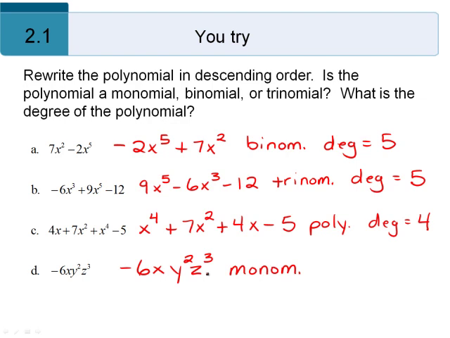Now, to get the degree of that term, you have to add the exponents. And remember, there's a 1 on that x. So you have 1 plus 2 is 3 plus 3. So the degree would be 6. Okay?